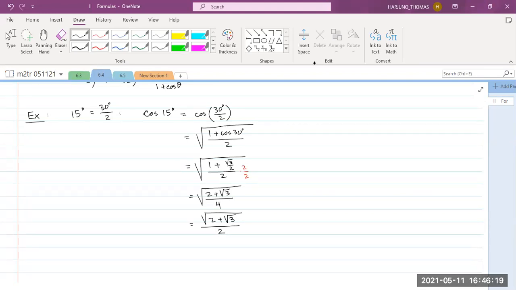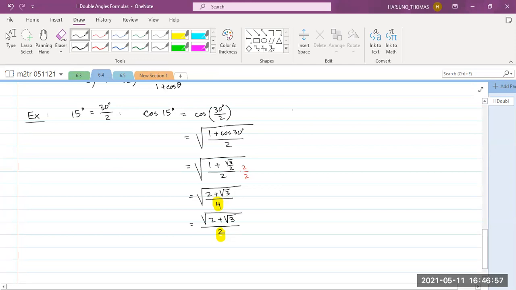The 4 just becomes a 2. Yes, because the 4 here is inside the square root. When I bring it out, it becomes just 2 without the square root. Right? Now this is positive. Likewise for the sine, that will also be positive.